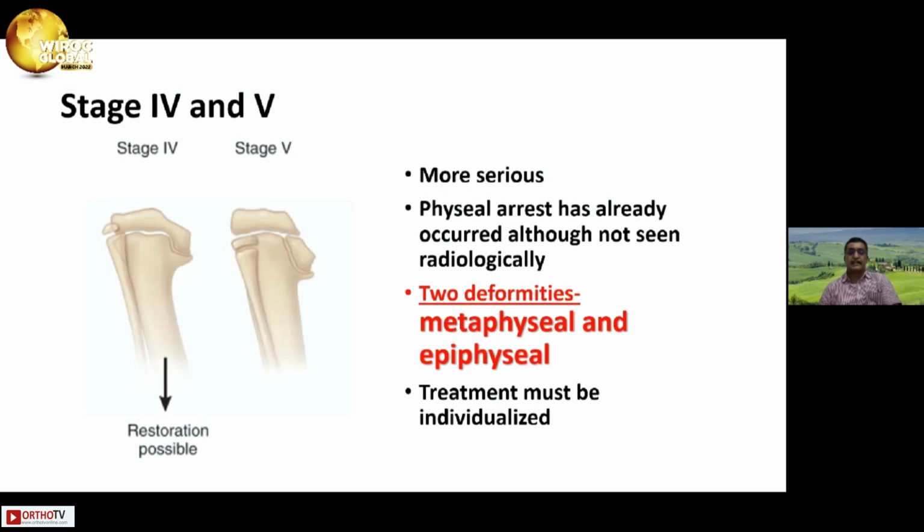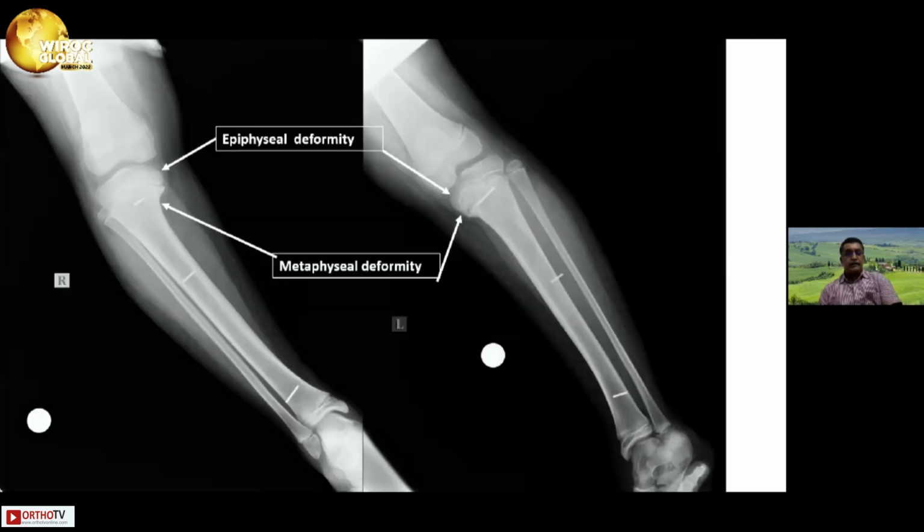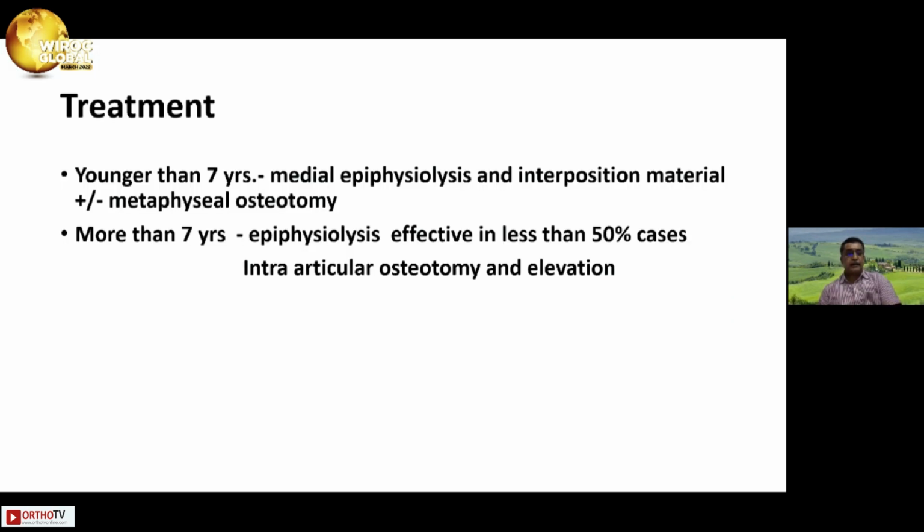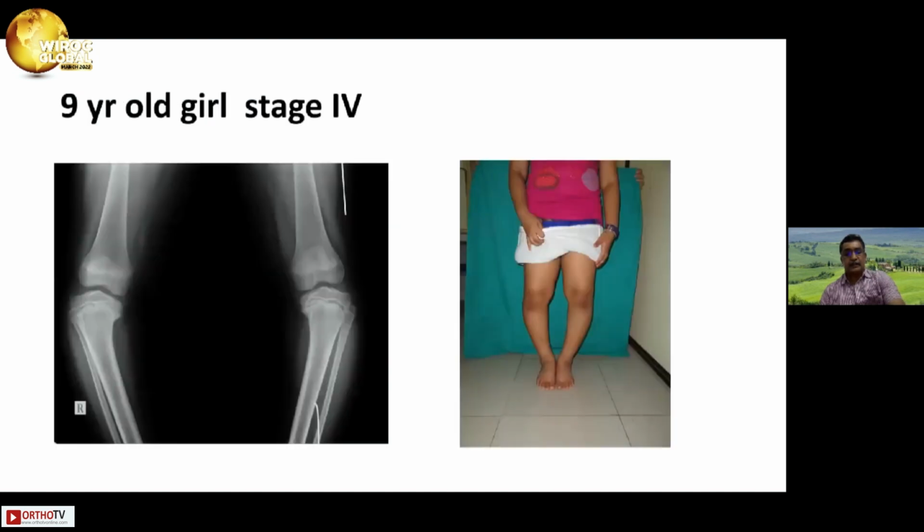Now we must understand that there are two deformities, metaphyseal and intraarticular, and treatment must be individualized. There is an epiphyseal or intraarticular deformity and a metaphyseal deformity. Now, less than 7 years, what is recommended is medial epiphysiodesis and interposition material, plus or minus metaphyseal osteotomy. But many of these patients present at more than 7 years of age. So epiphysiodesis is by and large ineffective, and intraarticular osteotomy and elevation is recommended.